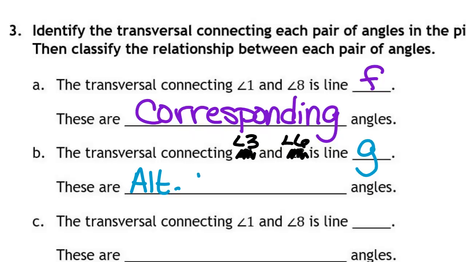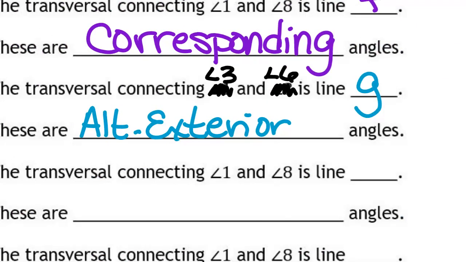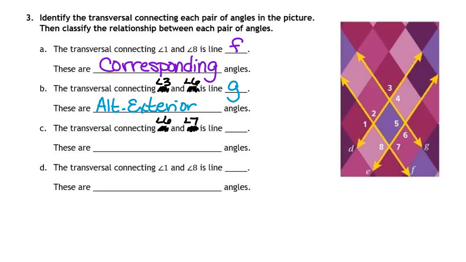Alternate exterior angles. Alternate exterior angles. All right, what angles do you have for C on your paper? You said 6 and 7? Angle 6 and angle 7.